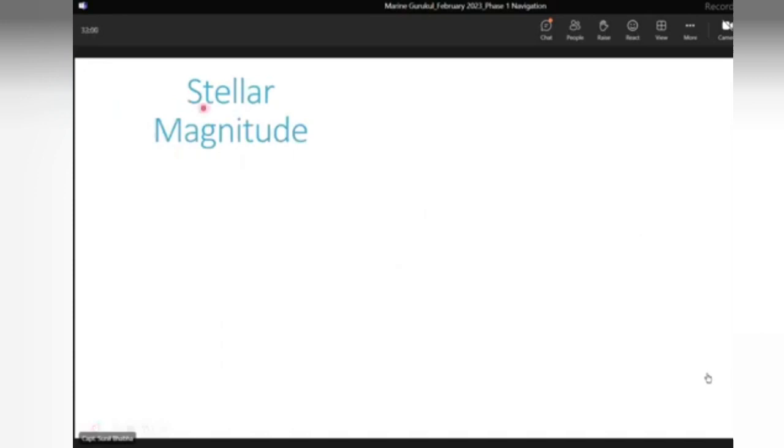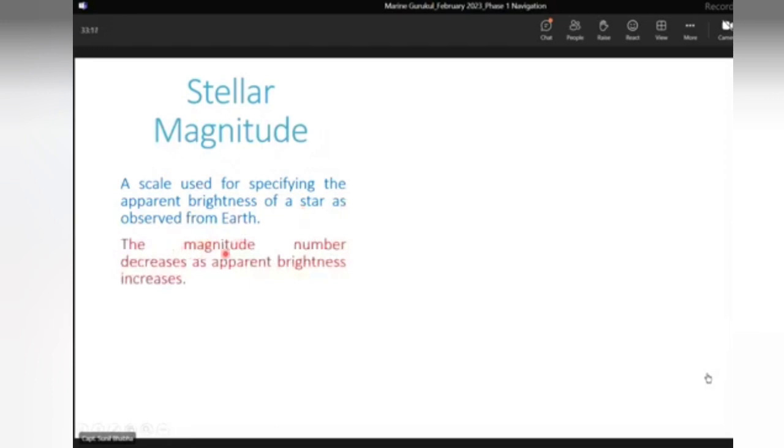Let's first go into the concept of stellar magnitude. Stellar magnitude is a scale used for specifying the apparent brightness of a star as observed from the Earth. The magnitude number decreases as the apparent brightness of a star increases.